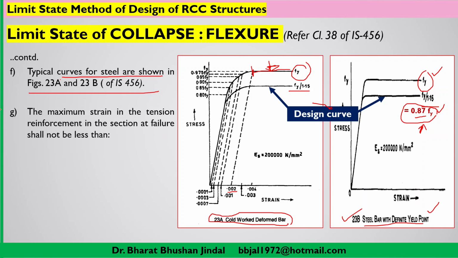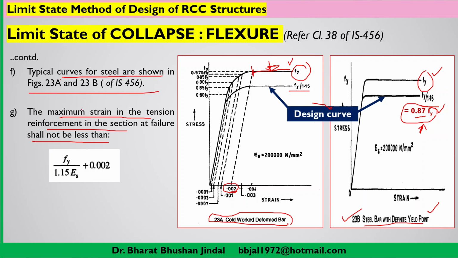Now another important assumption, that is the maximum strain in the tension reinforcement in the section at failure shall not be less than the following. Now if you see this graph, graph number 23A, the strain which we have taken is 0.002. Corresponding to that strain we are getting the value of yield strength. So it is very much clear that when you are taking the value of yield strength of steel Fy, that will be corresponding to the strain 0.002.